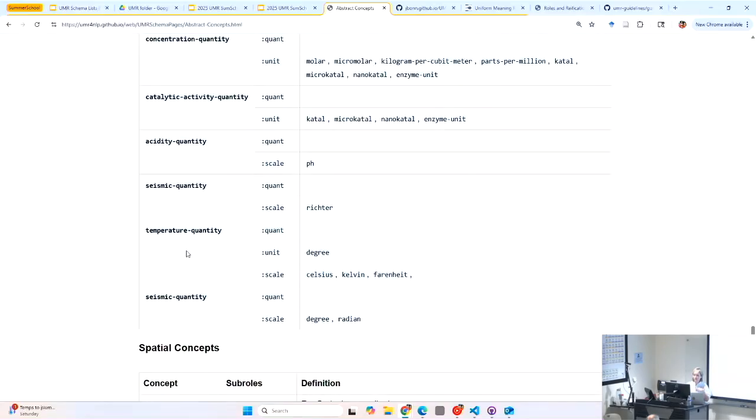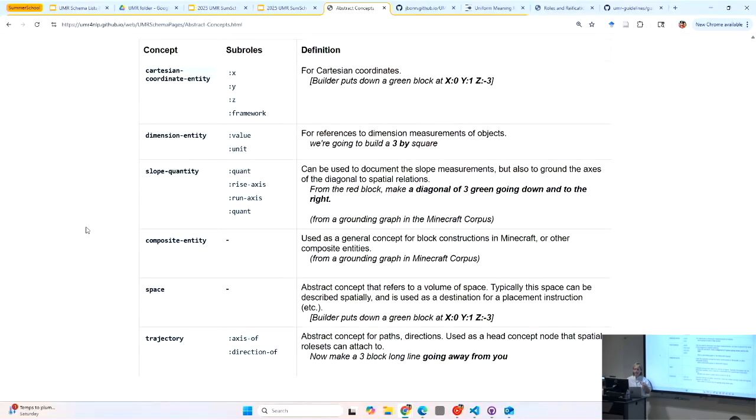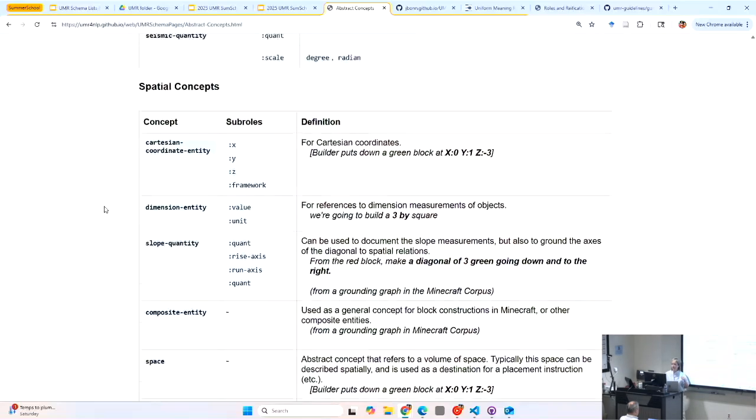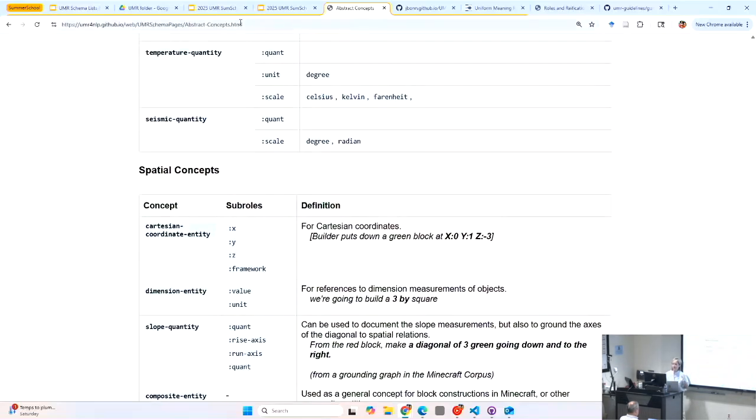The only ones that are different, they all have a quant and they all have a unit: acidity quantity, seismic quantity, and temperature quantity. They all have a scale argument also. With temperature, that would be like 10 degrees Fahrenheit. Fahrenheit would be the scale, 10 would be the quant, and degree would be the unit. Spatial entities, we don't need to go over these. Some of these are still under development. If you have more questions about spatial, I'm happy to answer them.